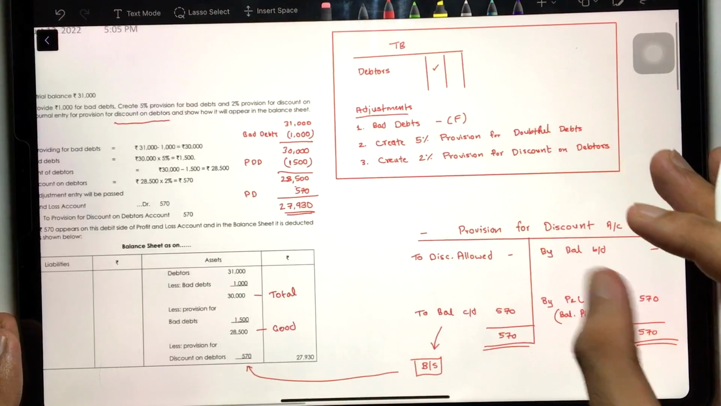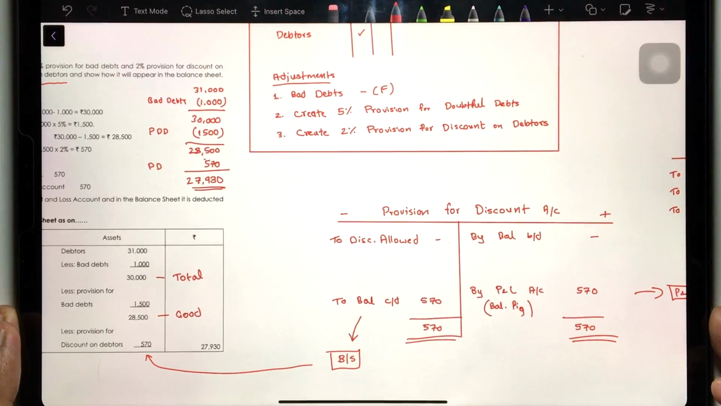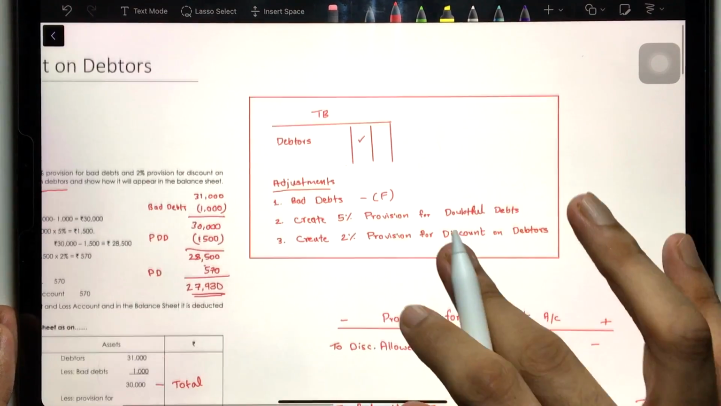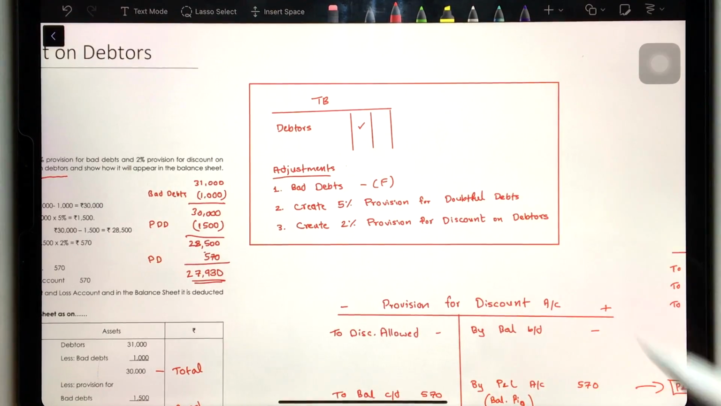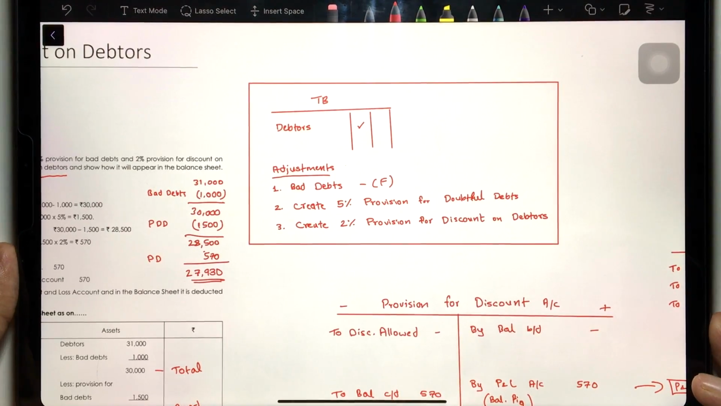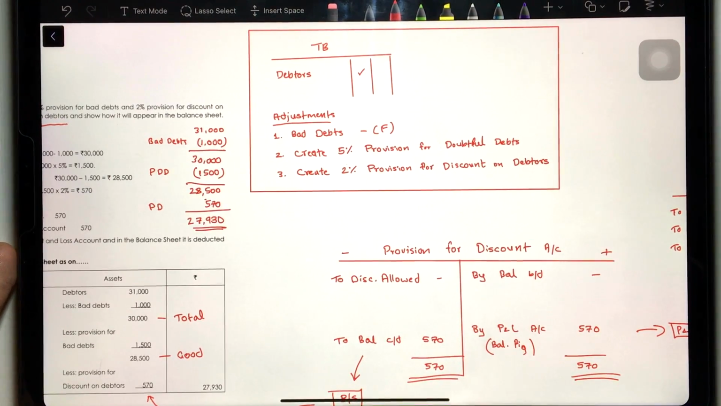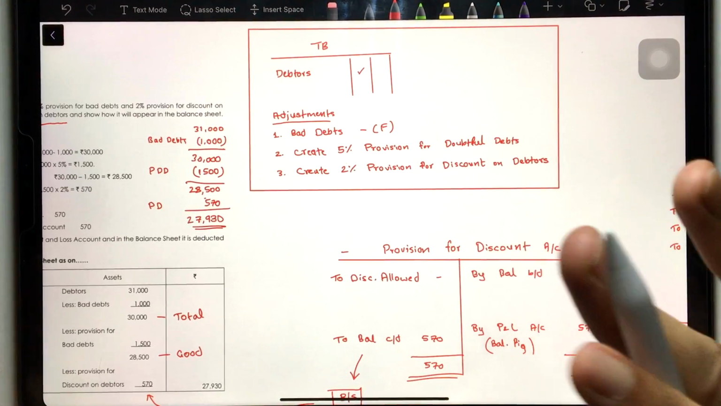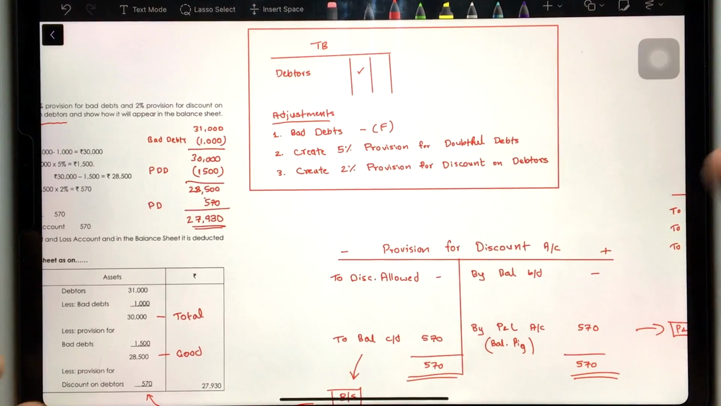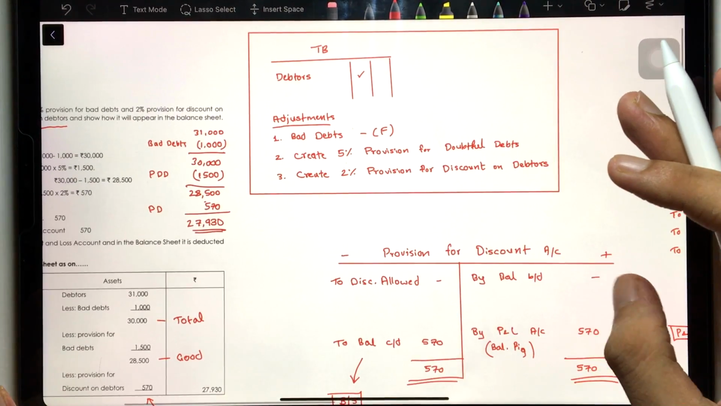Now see, you can also prepare the provision for discount account. Okay, but it's not required over here because there is not much calculation, isn't it? There is no discount allowed, nothing is given, no provision from the previous years, right? So there is nothing over here. That is why this ledger account is not required. But if there is old provision and all, then the calculation becomes a little bit complicated. So preparing the ledger account helps. Easily you can get how much amount will be taken to profit and loss. So let's see that.